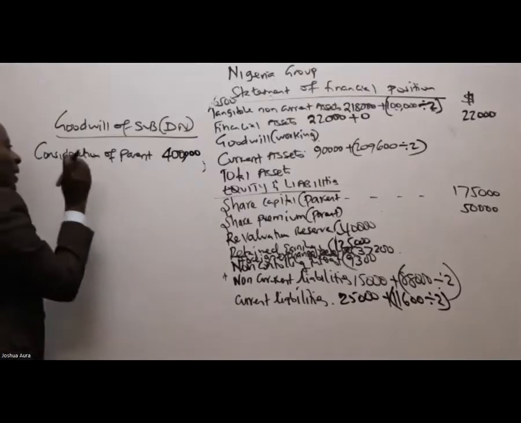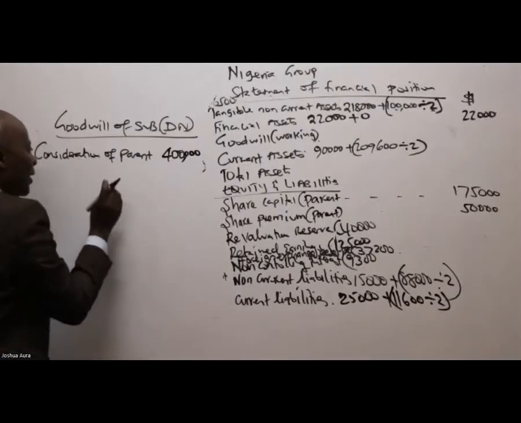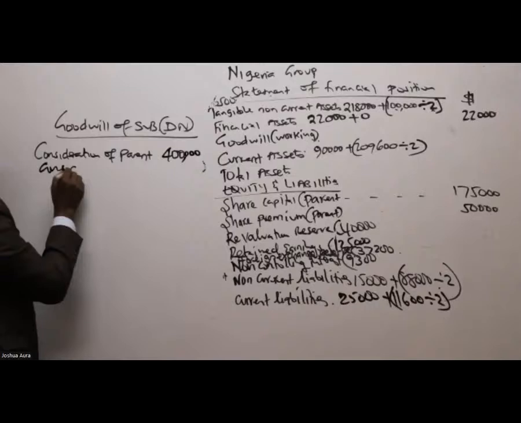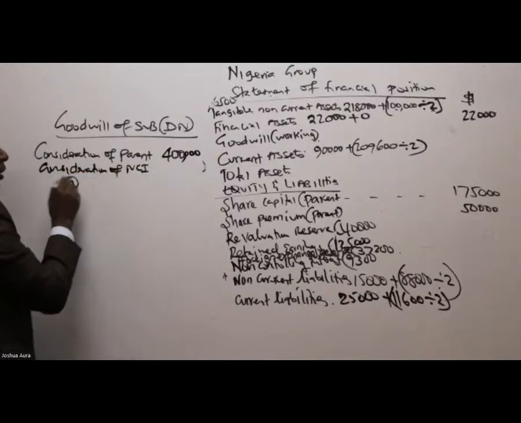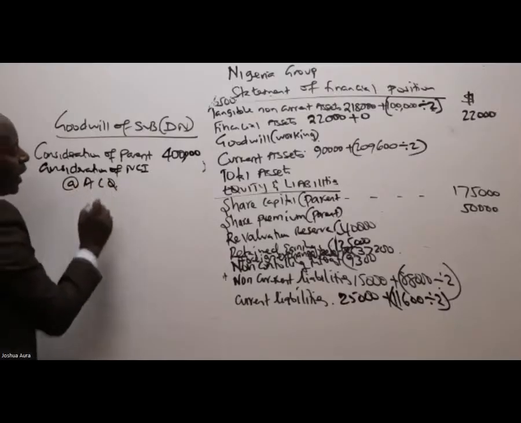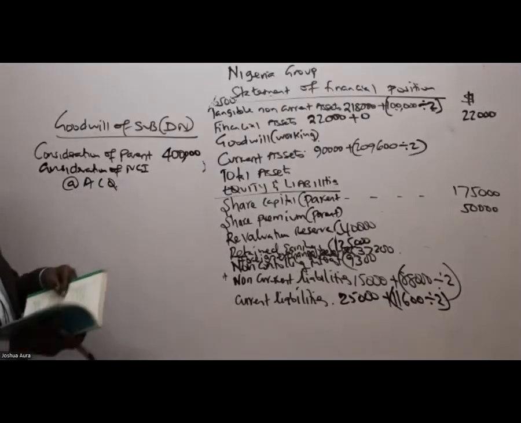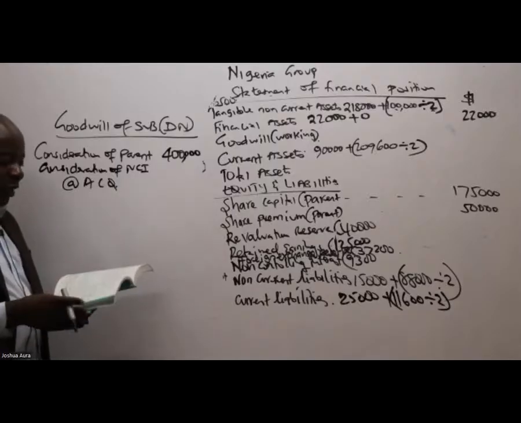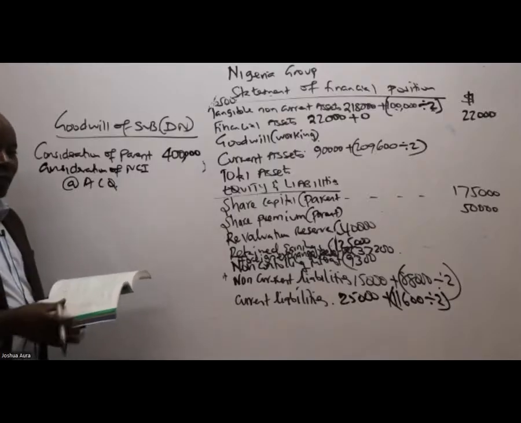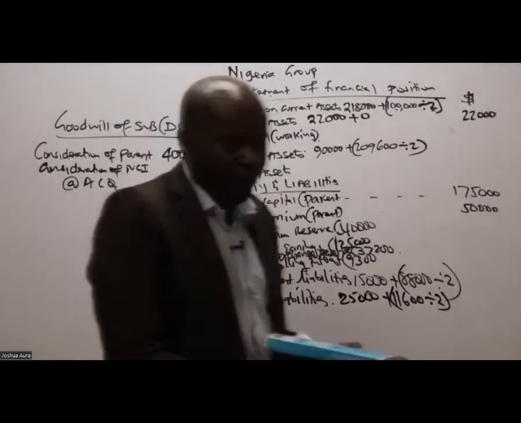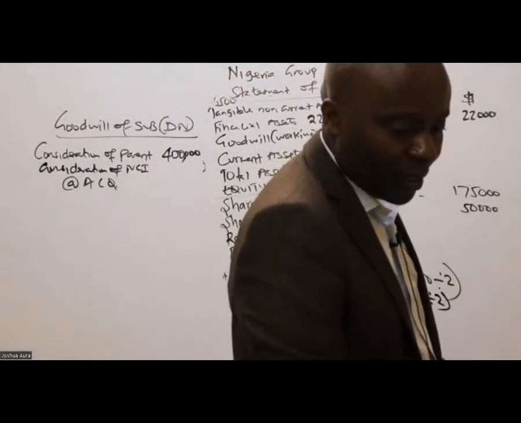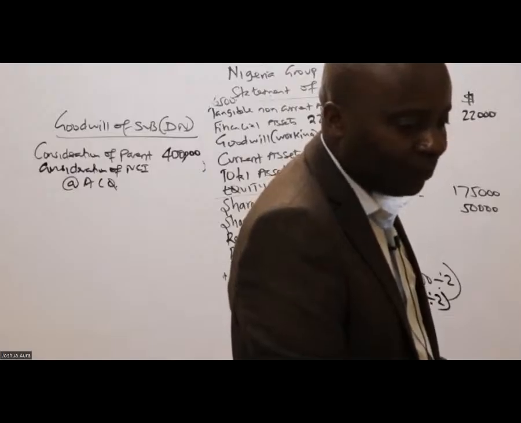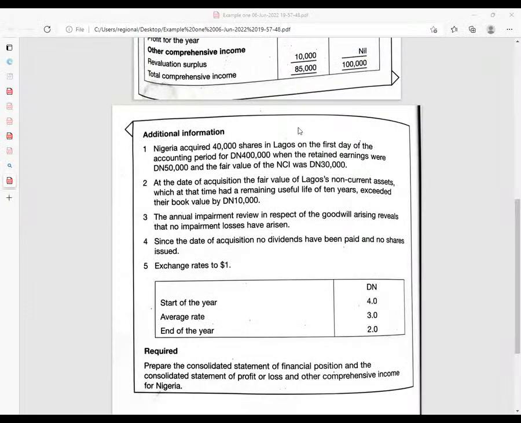Now, of course, the parent never bought this subsidiary 100%. We have the consideration of NCI at acquisition. Are you able to see NCI at acquisition? NCI walikuwa worth ngapi at acquisition? Have they given us NCI at acquisition? NCI walikuwa worth ngapi at the date of acquisition?